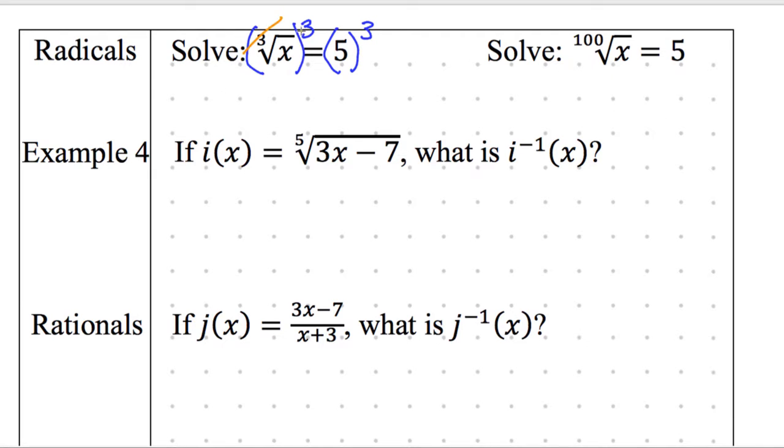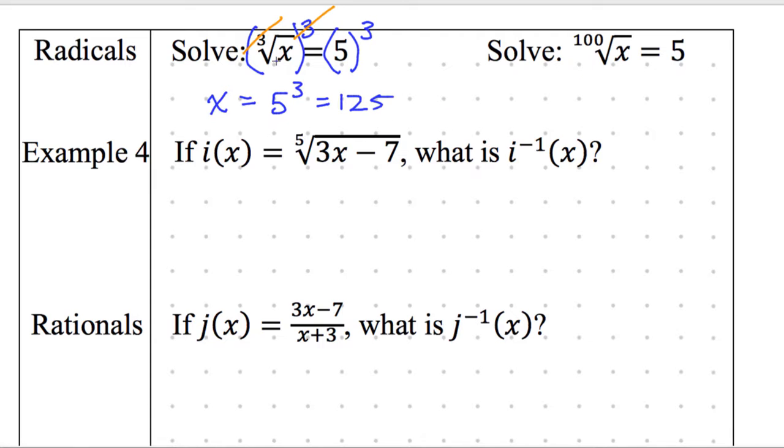So the cube root and the cube cancel each other out, and you are left with x is equal to 5 to the power of 3. What is 5 to the power of 3? It's not 15. It is 125. Because 5 squared is 25, and then I need to multiply by 5 again. So if I have 5 quarters, I have $1.25. There it is. All right.